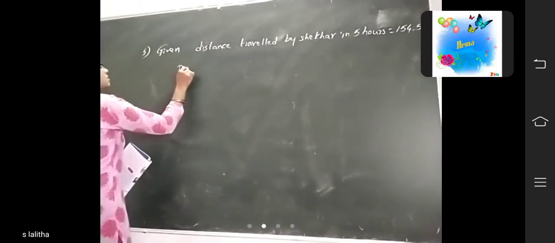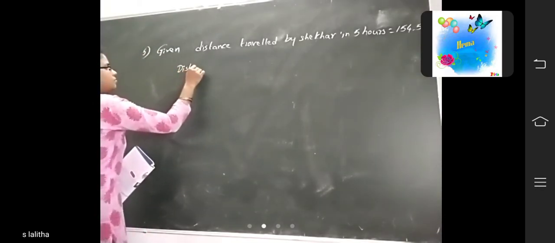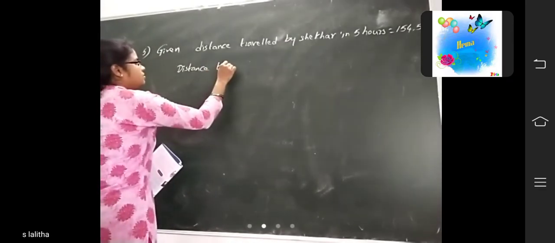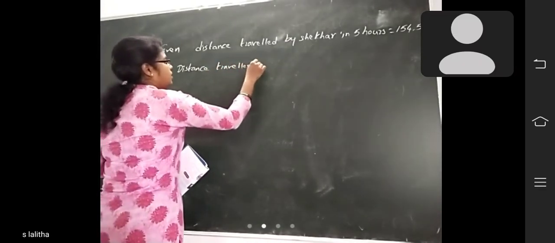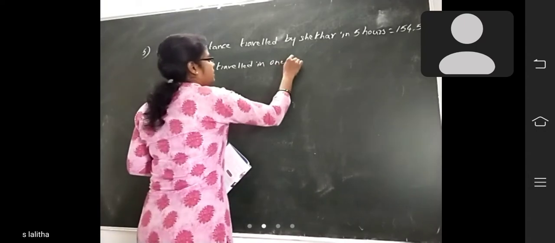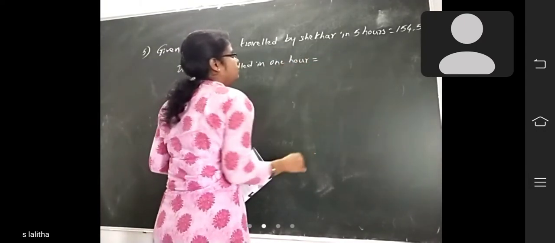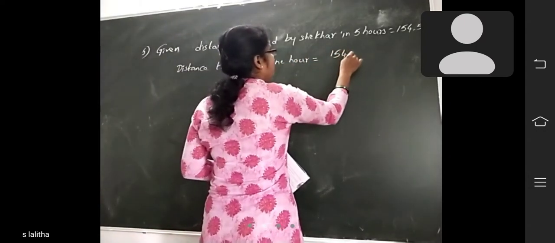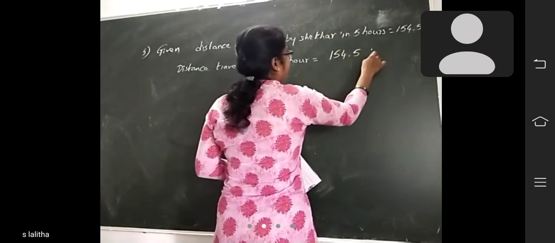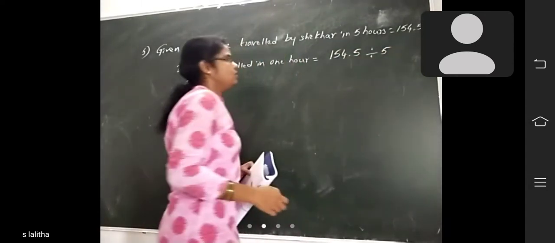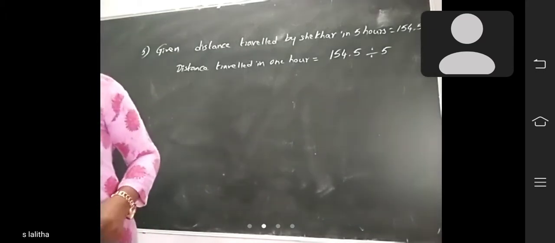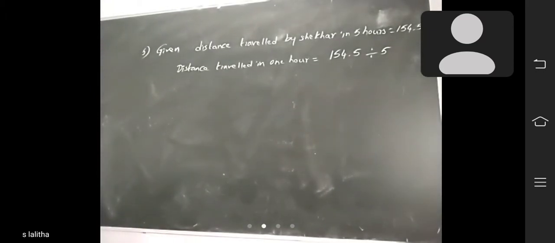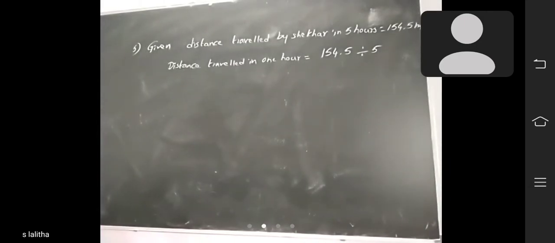So distance traveled in 1 hour equal to 154.5 divided by 5 hours. So 154.5 divided by 5. Okay, ma'am? Now you have to divide.